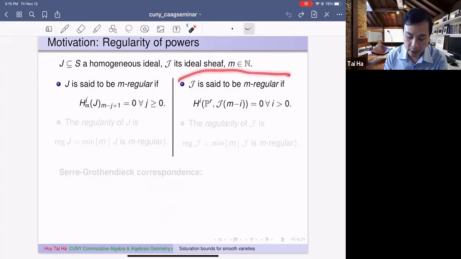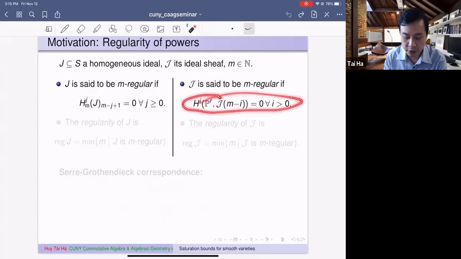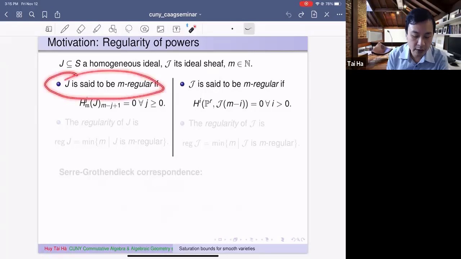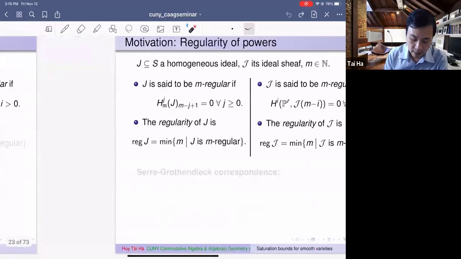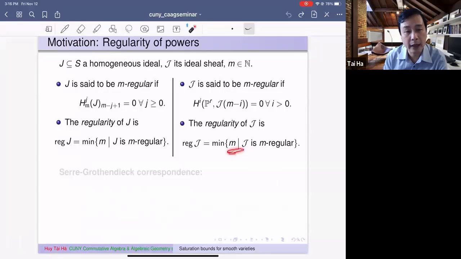So an ideal sheaf is said to be m-regular if we have these vanishing conditions for twists of the ideal sheaf. And in terms of algebra, the ideal J is said to be m-regular if we have the vanishing condition for certain degrees of the local cohomology of J with respect to the maximal ideal. And the regularity is defined to be the minimal m such that either the ideal sheaf itself is m-regular or the ideal itself is m-regular.